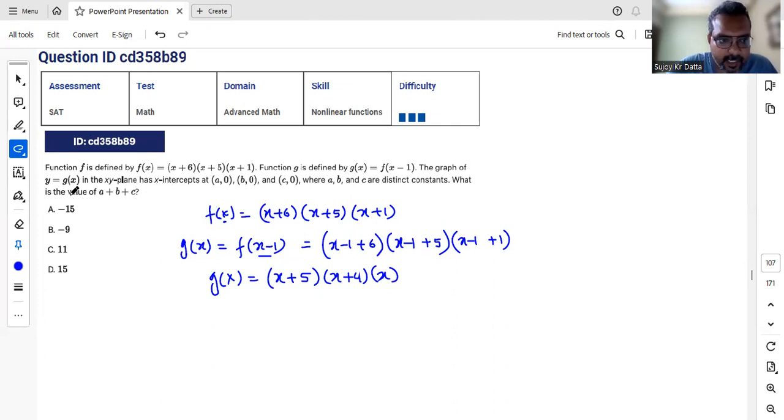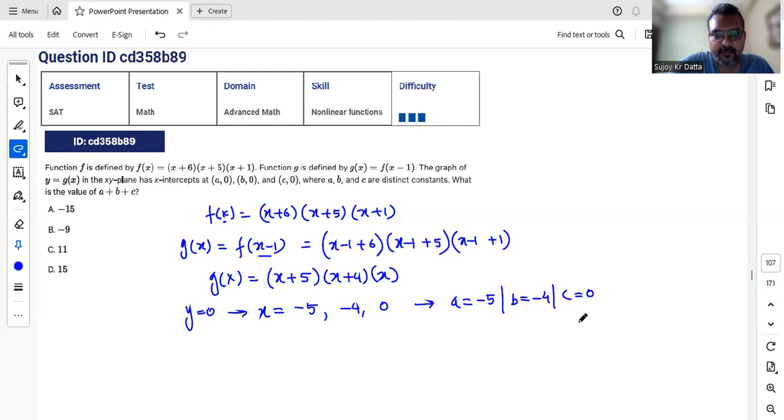It says that the graph of g(x) has x-intercepts at a, b, and c. X-intercept means the y is 0. So if g(x) is 0, then my x values would be negative 5, negative 4, and 0 itself. So a is negative 5, b is negative 4, and c is 0, because a, b, c are the intercepts. They're asking what the sum is. The sum clearly is negative 9. So that is option B.